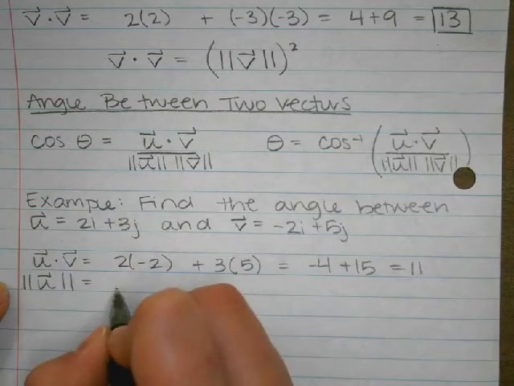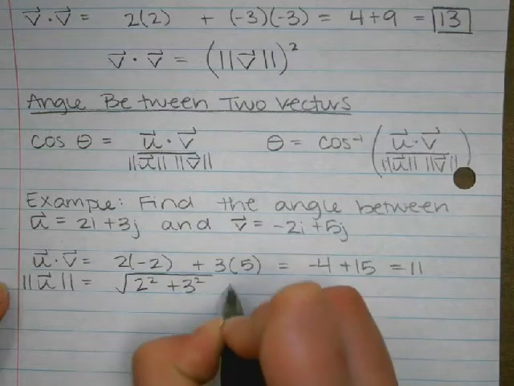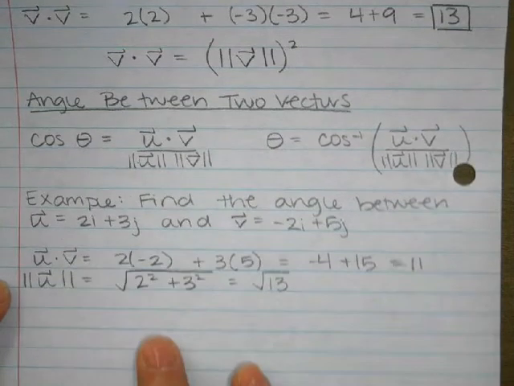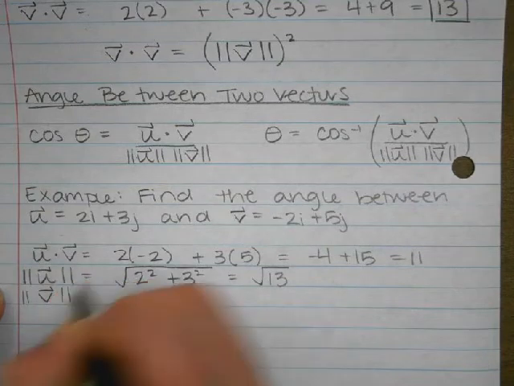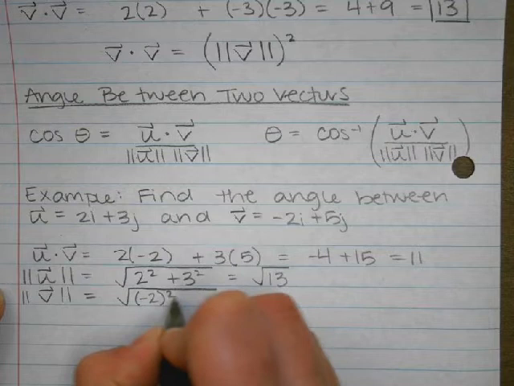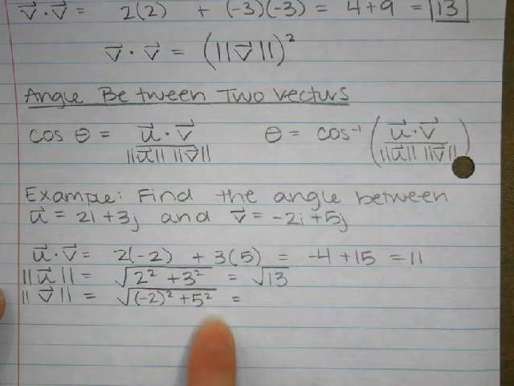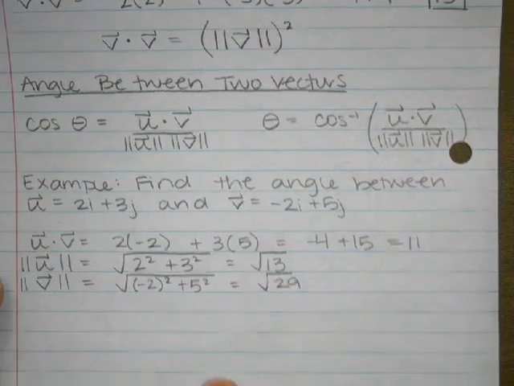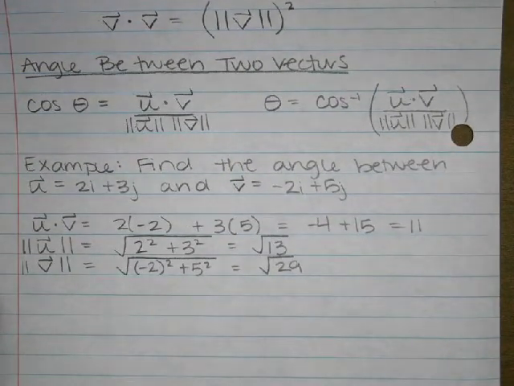We also need the magnitude of u. So that is the square root of 2 squared plus 3 squared. 4 plus 9 is 13, so square root of 13. And we need the magnitude of v, which is negative 2 squared plus 5 squared. So 4 plus 25 is the square root of 29. Okay, so we have all that information.